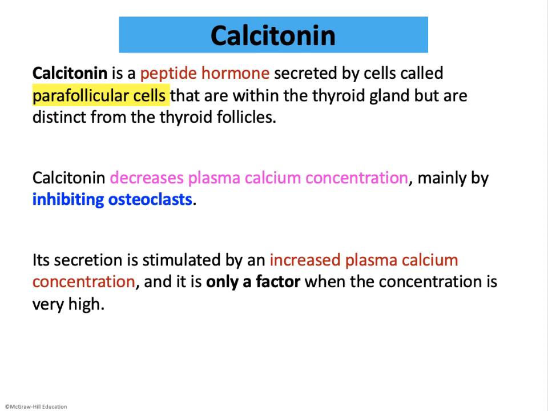And the roundabout question reappears: what tells the parafollicular cells how much calcitonin to release? And the answer is, well, they must somehow sense the concentration of plasma calcium. So these cells themselves may be some type of sensor cells.